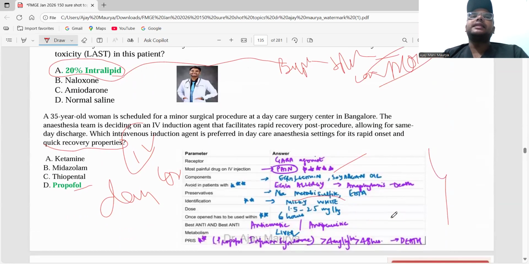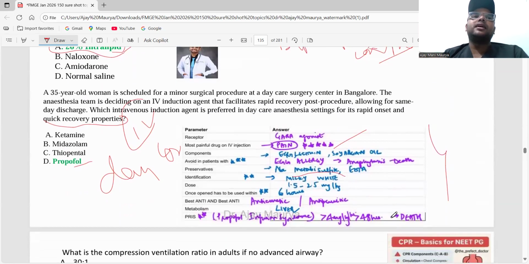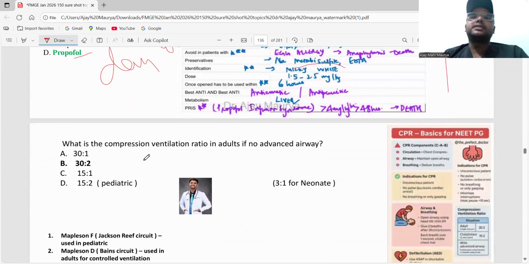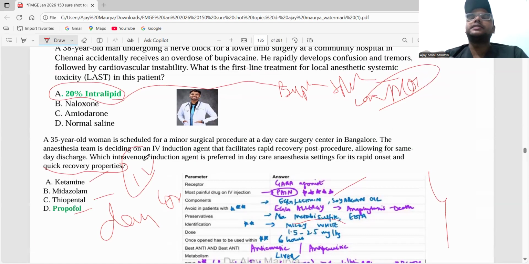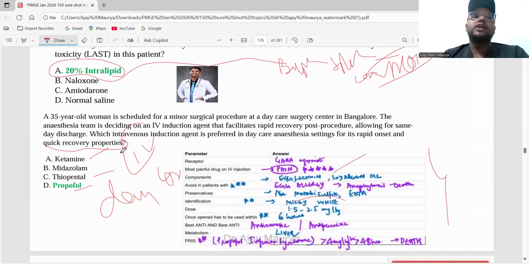There are many others, like ketamine and thiopentone. We will discuss them in a separate topic. I already shared it in our Telegram channel. But your work is to please read about ketamine and thiopentone also. Done.